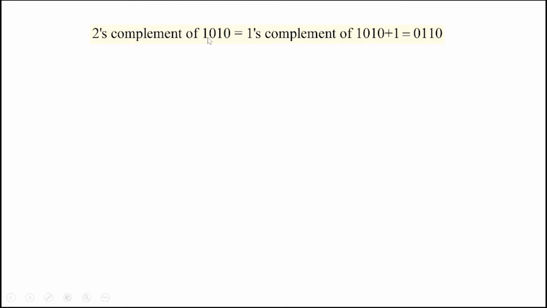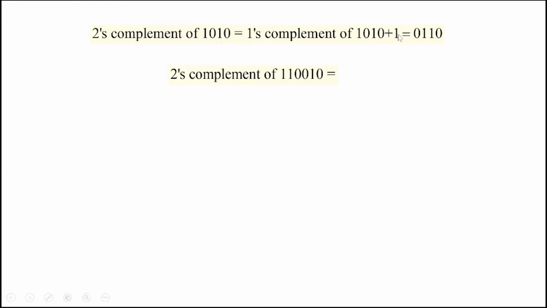2's complement of 1010 is the 1's complement of 1010 plus 1. We've already seen the 1's complement, and then you add one and you get that. So for the 2's complement of 110010, you can take the 1's complement and then add one later on.